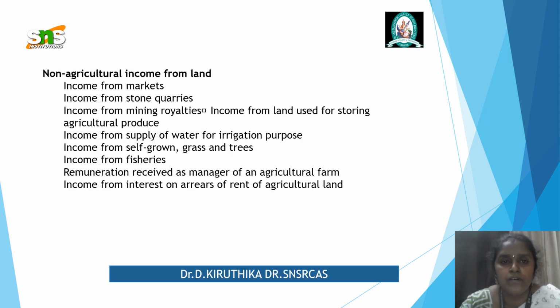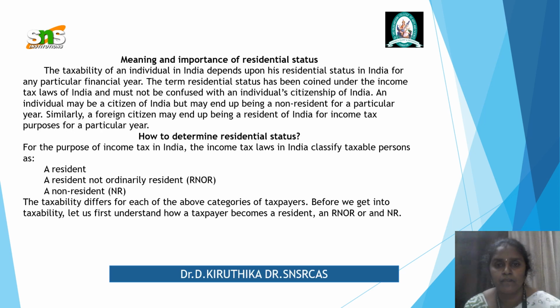And the next one is your non-agricultural income from land, that is income from markets, income from stone quarries, then mining royalties, and then land used for storing agricultural produce, supply of water for irrigation purpose, self-grown grass and trees, and then income from fisheries, and then remuneration received as manager of an agricultural farm, and then income from interest on arrears of the rent of the agricultural land. All these things include your non-agricultural income from land.